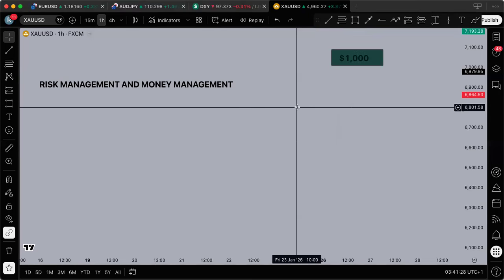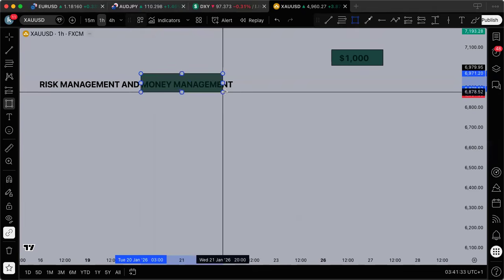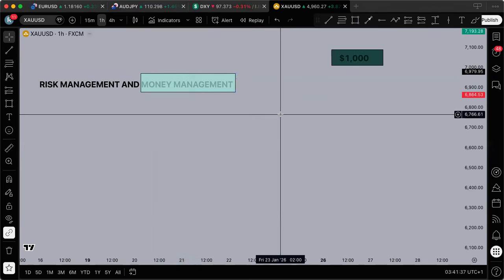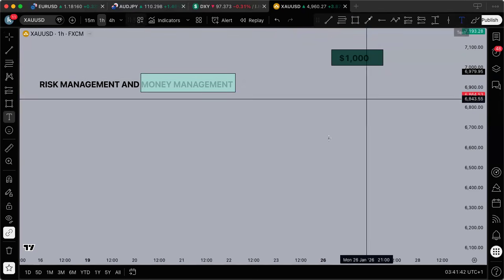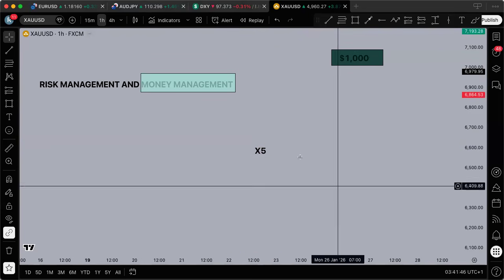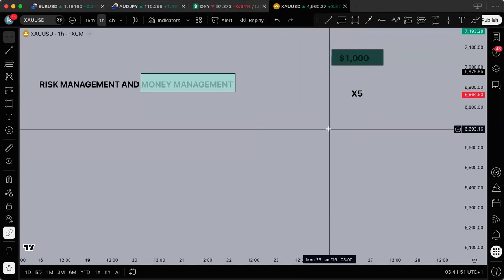Now, as a smart trader, I'm talking about money management. This is what you are going to do: divide this $1,000 into five. I don't want you to put all your money in one basket, because at the end the market will end up hitting you. So divide this money into five.